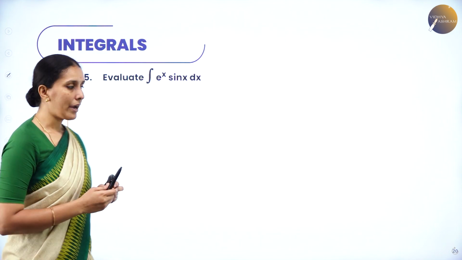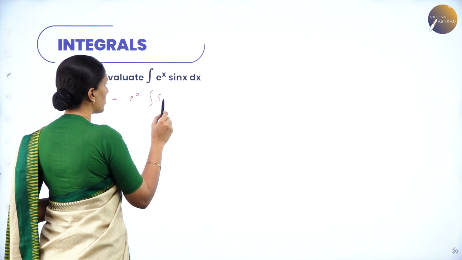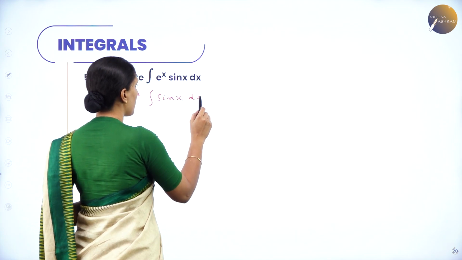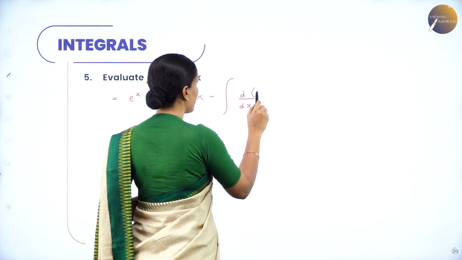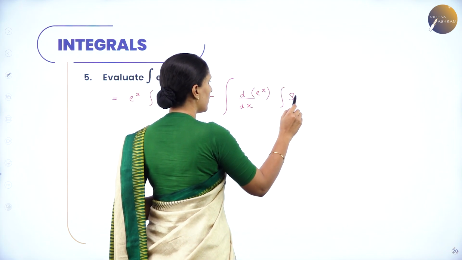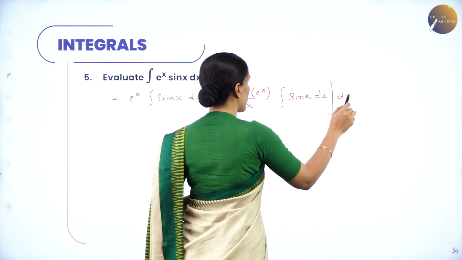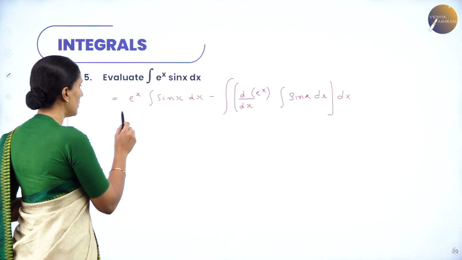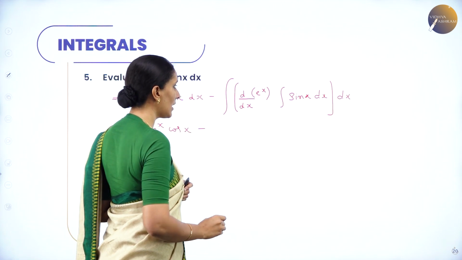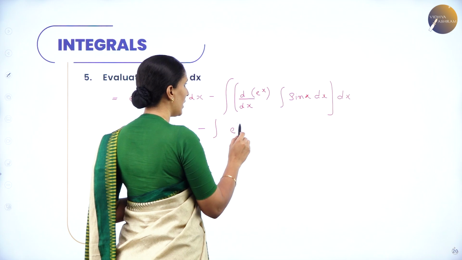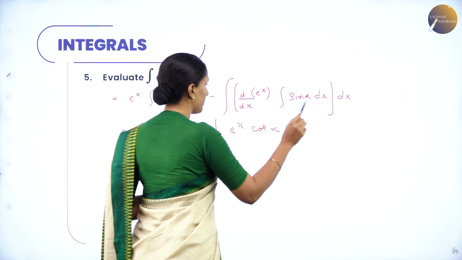Next we have integration e power x sin x. So here we can write the function in the form of e power x times integration of sin x dx, minus integration of derivative of e power x times integration of sin x dx, again with respect to dx. That is integration by parts. So we'll get here minus e power x cos x, minus derivative of e power x, which is e power x only, so we'll get e power x times minus cos x dx.